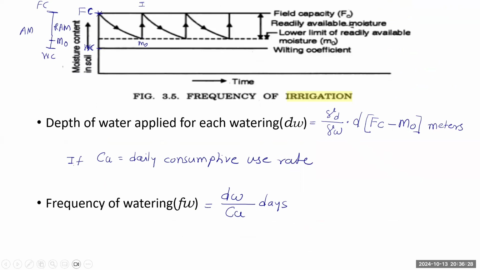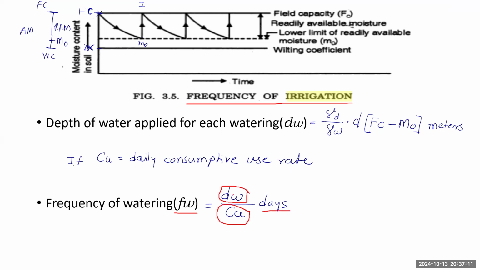Okay. Now we are going to see how to calculate the frequency of irrigation. The formula for frequency of irrigation is the depth of water applied for each watering, denoted by dW, divided by the daily consumptive use rate of water. So dW upon Cu, if we calculate this, then we get the frequency of watering in days.